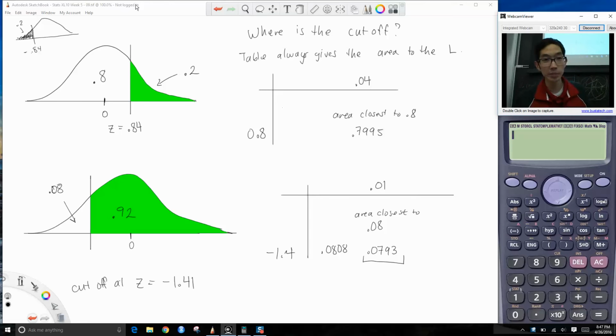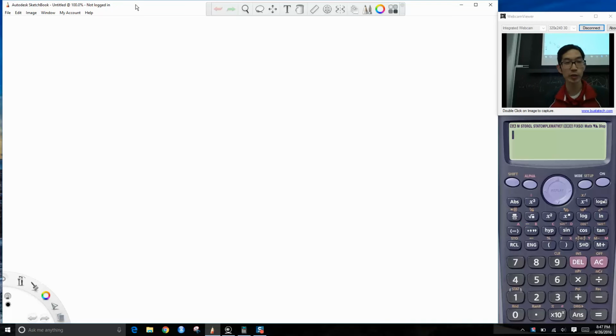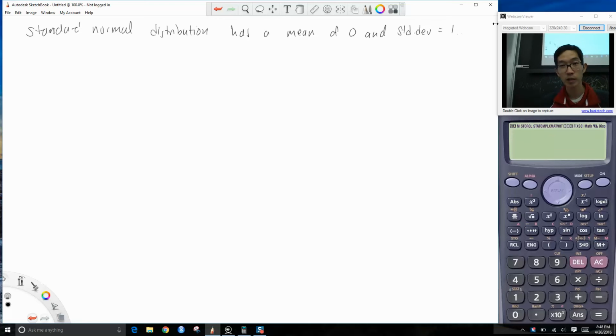All right, so continuing on. So this whole time we've been dealing with the standard normal, okay? We've been talking about the standard normal distribution. And the standard normal distribution has a mean of 0 and standard deviation of 1. Okay? And basically all normal distributions are defined by two values, the mean and the standard deviation.